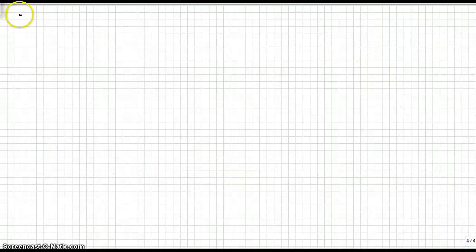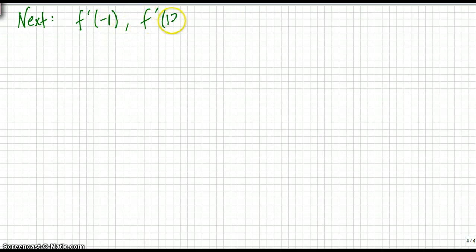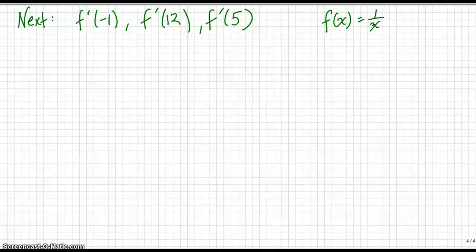So what would I do next? Next, I'd say let's just do a zillion of these problems. I'll ask you to find f prime of negative 1 and f prime of 12 and f prime of 5, all for this same function. Let's say f of x is equal to 1 over x. But as I think I've admitted in class before, I'm really lazy. I hate doing more work than I have to. I don't want to do 3 separate problems there. That's going to really, really annoy me. But we can do one big problem that does it all at once.